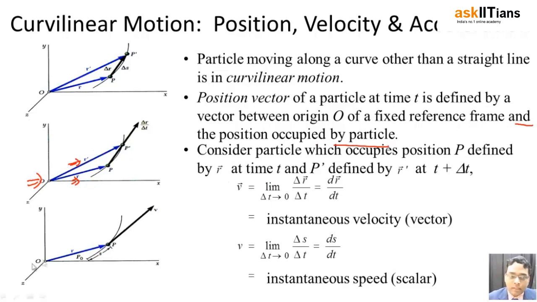If I consider that the particle occupies a position P, given by some displacement r at time t, and P prime is given by r prime, in that case the velocity of the particle can be given by delta r by delta t, which in the limit delta t tends to 0 is equal to dr by dt, which is nothing but the instantaneous velocity. In a similar manner, delta s is not the displacement, it is the distance.